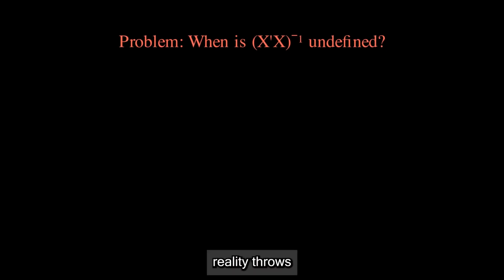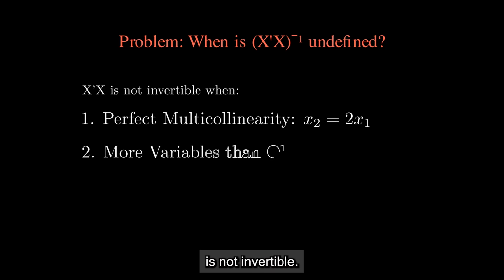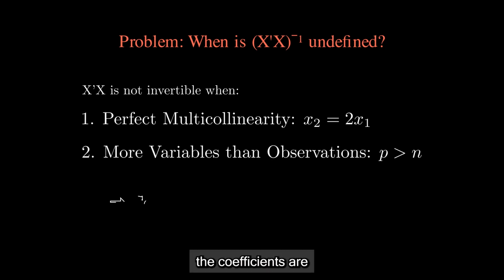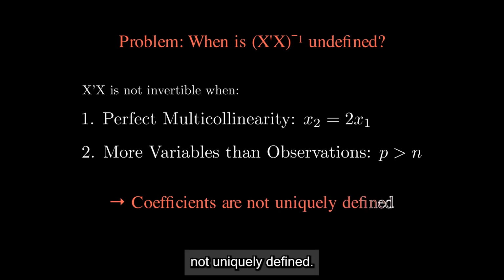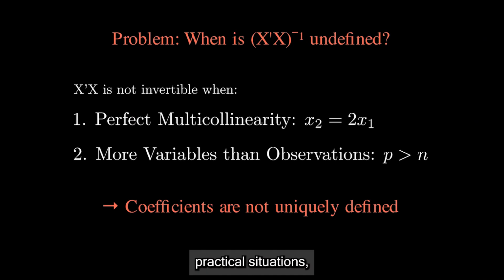Sometimes reality throws us a curveball, and we do get some examples when this matrix is not invertible. In this situation, the coefficients are not uniquely defined. This happens in many practical situations, such as when two predictors are highly correlated, or when you have more predictors than the number of observations. So these are the estimates, right?